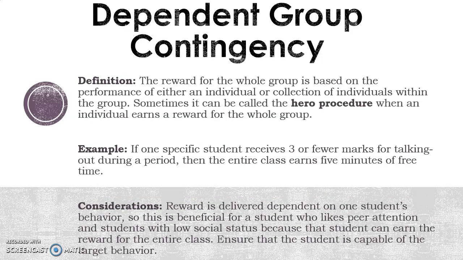Dependent group contingency. This is when the whole group is based on the performance of either an individual or collection of individuals within the group. That can sometimes mean it's called the hero procedure when an individual earns a reward for the whole group. Typically, it's one student or a few students that are going to be earning the reward for the entire group. So for this example, if one specific student receives 3 or fewer marks for talking out during a period, then the entire class earns 5 minutes of free time.